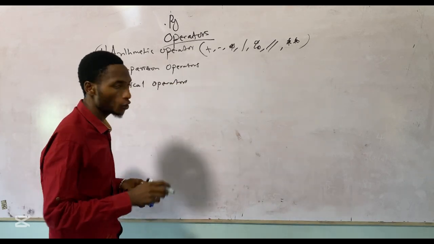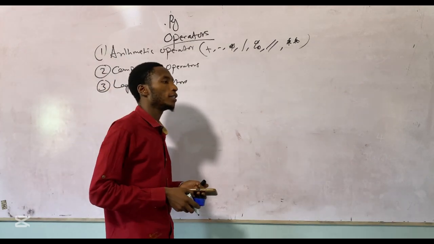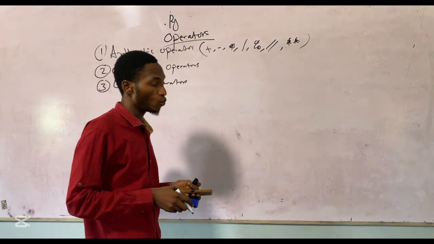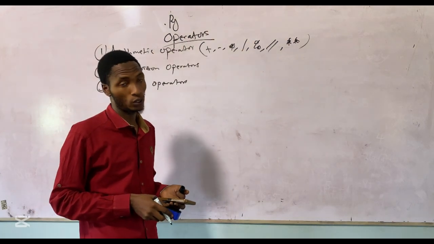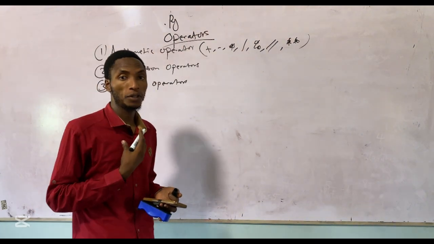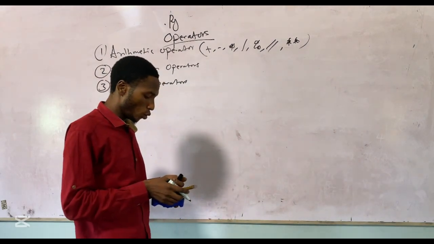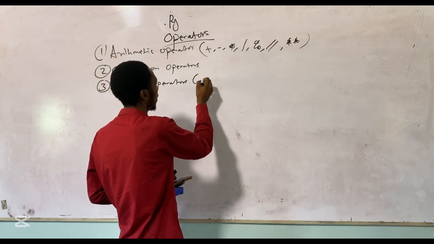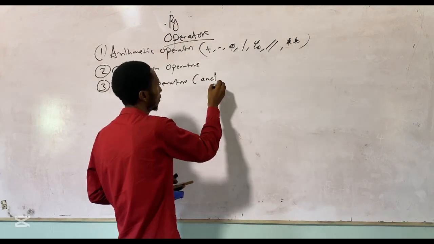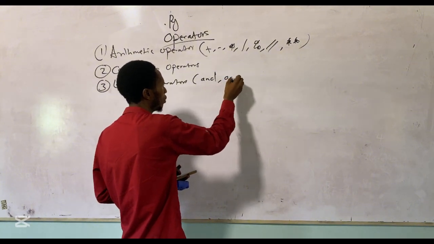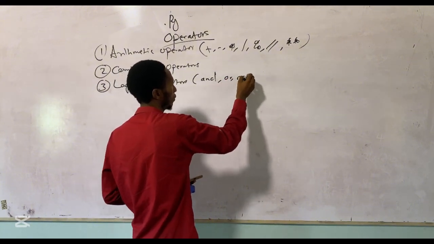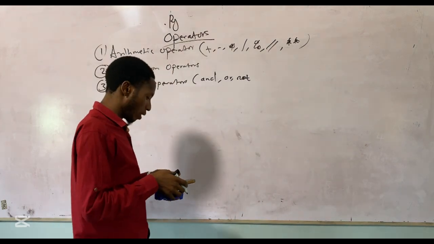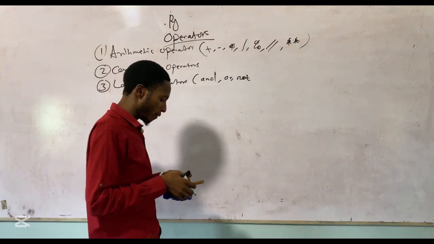Under logical operators, we have the logical and, the logical or, and the logical not. How can you express that? This is what we have: the and, the or, and not, N-O-T.